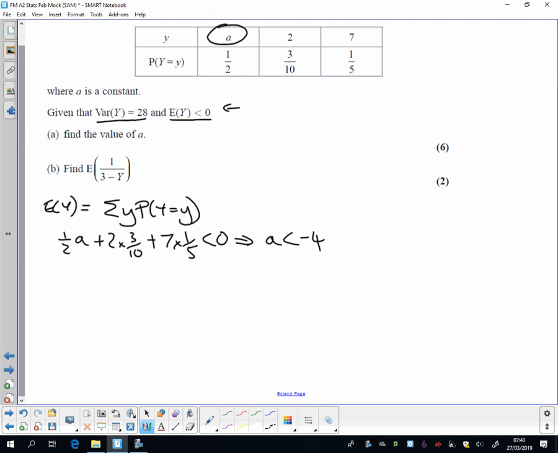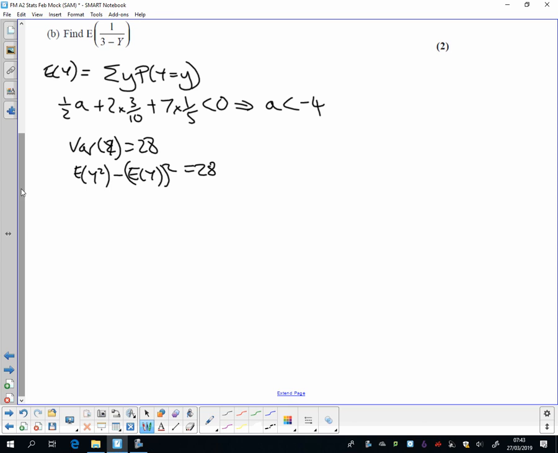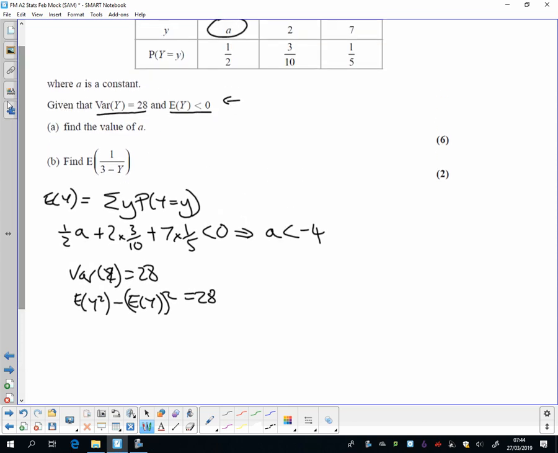So we're told the variance of y equals 28. Now, the variance is the expected value of y squared minus the mean of y all squared, and so that's going to be equal to 28. If I want the expected value of y squared, I need to do every y value squared times its probability, and then take off the mean squared.